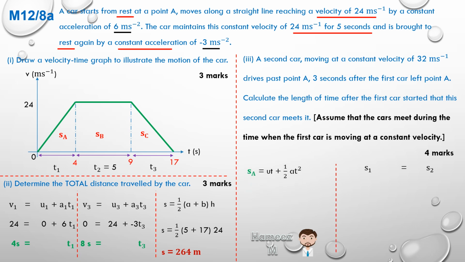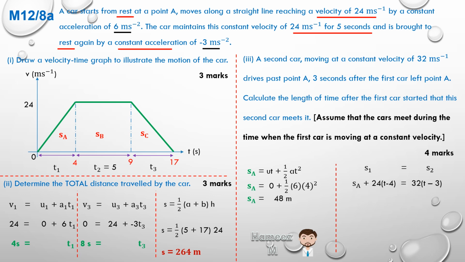SA is equal to ut plus a half at squared. And we know it started from 0, so u is equal to 0, plus a half times the acceleration, which is 6, times the time, which is 4 squared. So SA is equal to half times 6 by 4 squared. 4 squared is 16. Half of 16 is 8. 8 times 6 is 48.